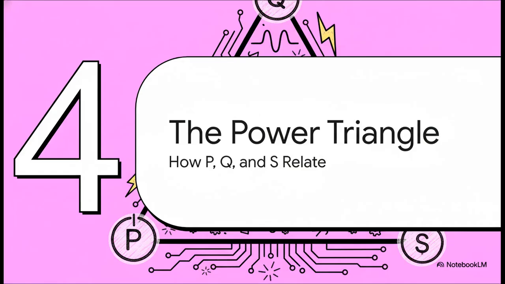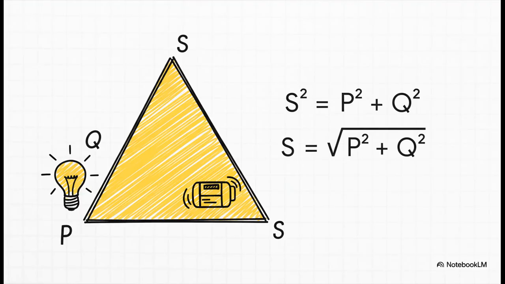So you've got these 3 different types of power. How do they all relate to each other? Well, it turns out they fit together perfectly in this really elegant concept called the power triangle. And check this out. It's literally just the Pythagorean theorem from high school geometry. Real power and reactive power form the 2 legs of a right-angle triangle, and the apparent power, that's the hypotenuse. It represents the total magnitude of power that the system has to be ready to supply.